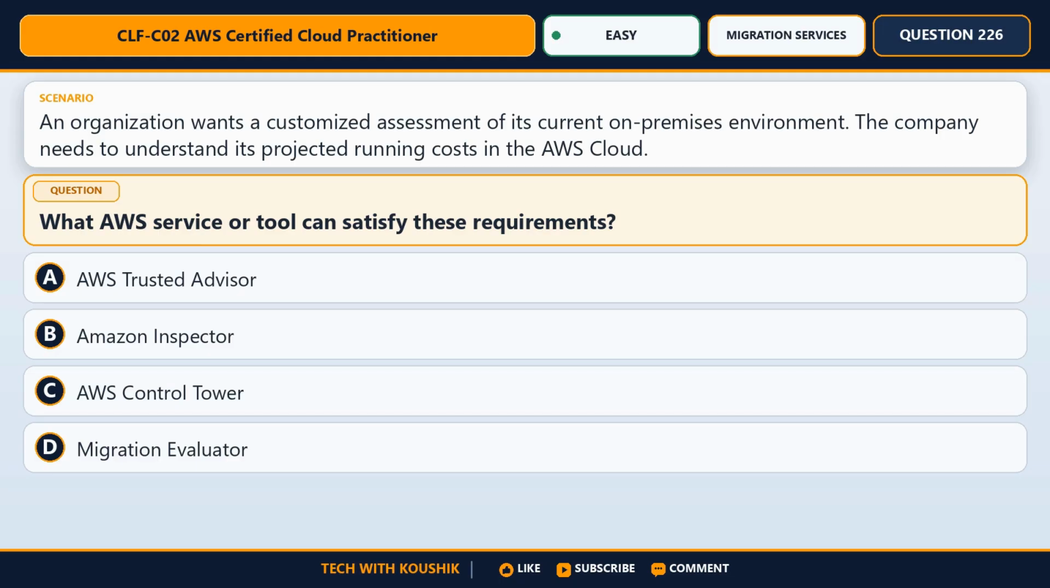Option A. AWS Trusted Advisor. Option B. Amazon Inspector. Option C. AWS Control Tower. Option D. Migration Evaluator.